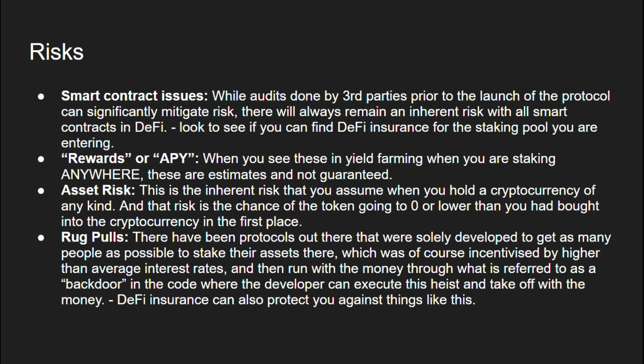Secondly, we have rewards or APY. When you see these in yield farming, when you are staking anywhere, these are estimates and not guaranteed, so don't bet the house on it. Thirdly, we have asset risk. This is the inherent risk that you assume when you hold a cryptocurrency of any kind, and that risk is the chance of the token going to zero or lower than what you bought in at in the first place. I'm currently experiencing that with Osmo, as you saw.